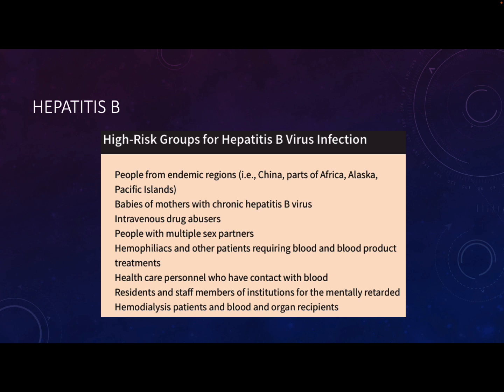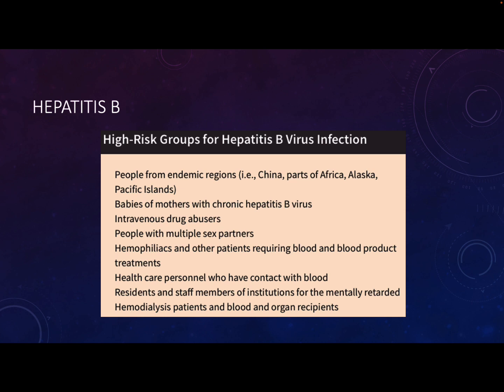So intravenous drug users, people with multiple sex partners, hemophiliacs, and other patients requiring blood and blood product treatments. This all should sound very familiar, very similar risk factors to HIV. And we'll see the same thing when we talk about hepatitis C. So when you have patients that have HIV, you should probably screen them for these viruses. If you have patients with these viruses, you should probably also screen them for HIV. The risk factors are so similar.